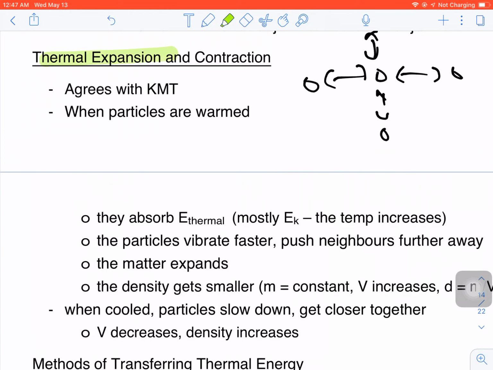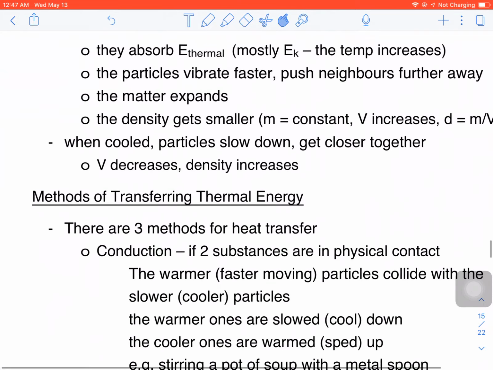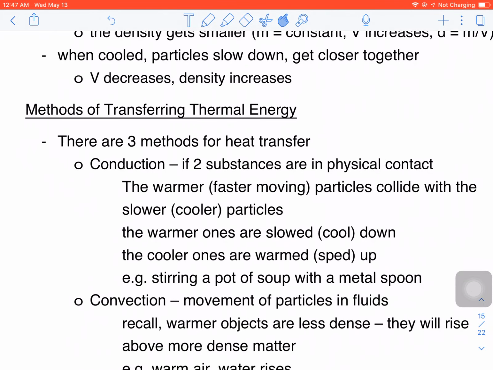Or if I cool it, the particles move slower and they basically lose that speed that they have. They don't push on their neighbors as hard, and the entire volume of matter will contract. So we know that thermal expansion and thermal contraction of matter agree with kinetic molecular theory because we can cause particles to get faster or slower, and they will push their neighbors further apart, or less far apart if they're cooling down.